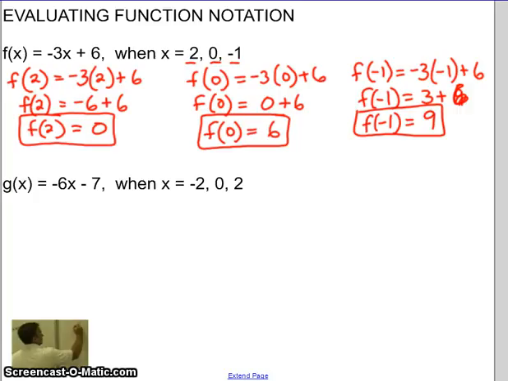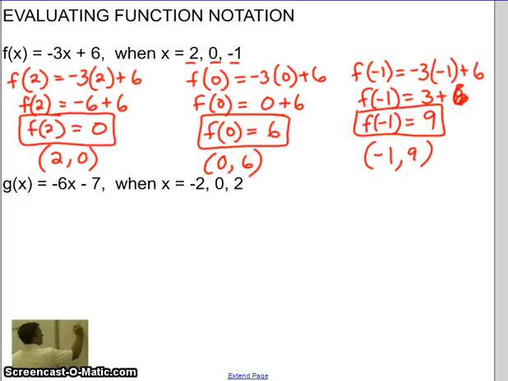Okay, and if we had to come up with coordinates, ordered pairs that relate this, we had x was 2, y is 0, x is 0, y is 6, x is negative 1, y is 9.